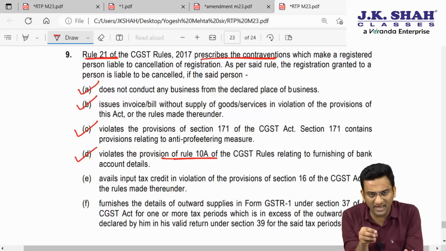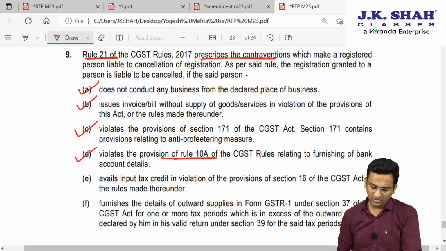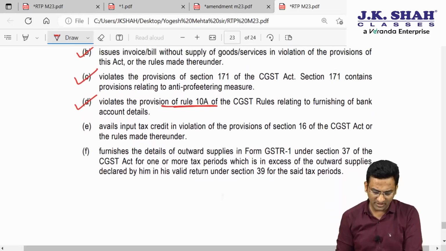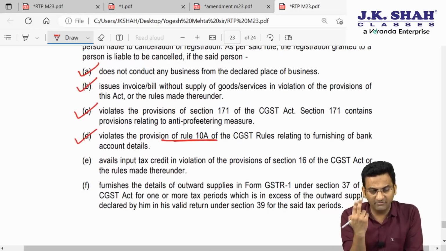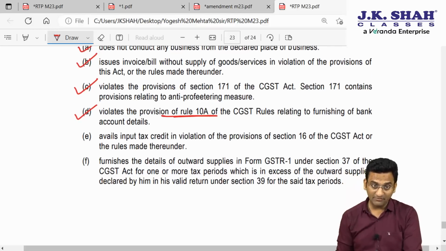Like in this case, the bank details have to be submitted. You first take the registration, provisional registration from the GST department, and then when you get the GST number, open the bank account and then share the bank details to the GST department. If you have not furnished the bank details, then you are liable for deregistration because of the violation of Rule 10A. So violating Rule 10A, violating the provisions of section 171, fake invoicing, or you do not conduct the business from the declared place, then you are liable for deregistration.